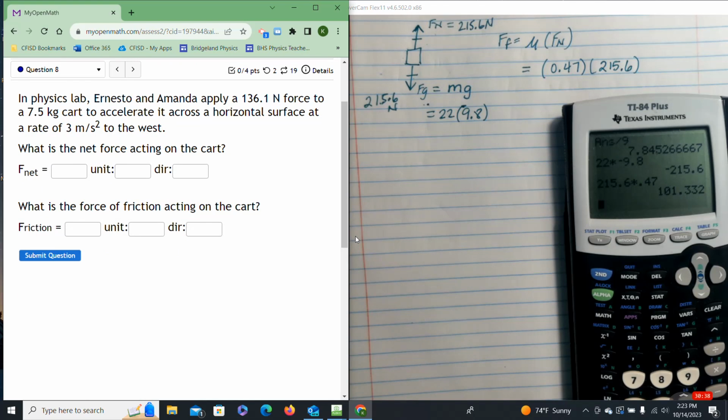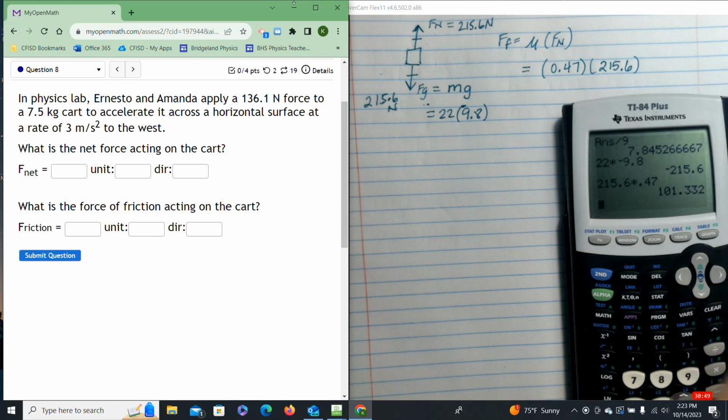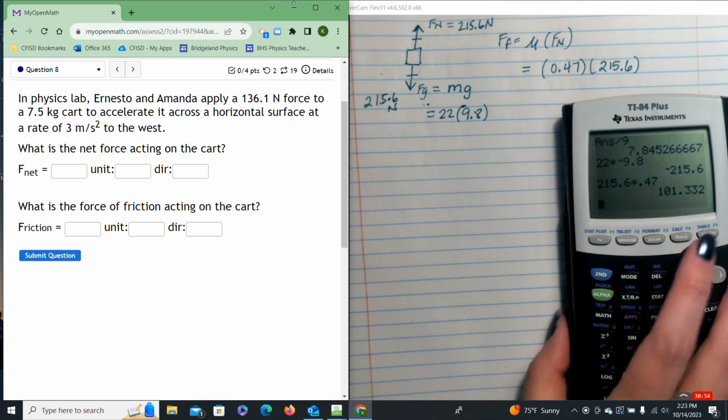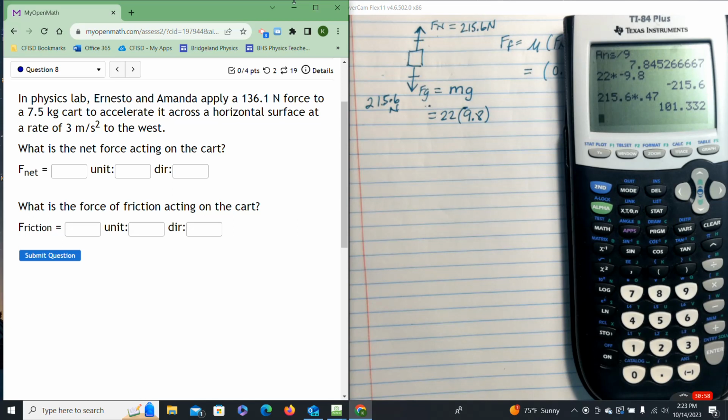301.3, number 8. In a physics lab, Ernesto and Amanda apply a 136.1 newton force to a 7.5 kilogram shopping cart to accelerate it across a horizontal surface at a rate of 3 meters per second squared to the west. Okay, so let's start with a diagram so that we can see the forces acting here and then see if we can find net force from that or if we need to calculate it.